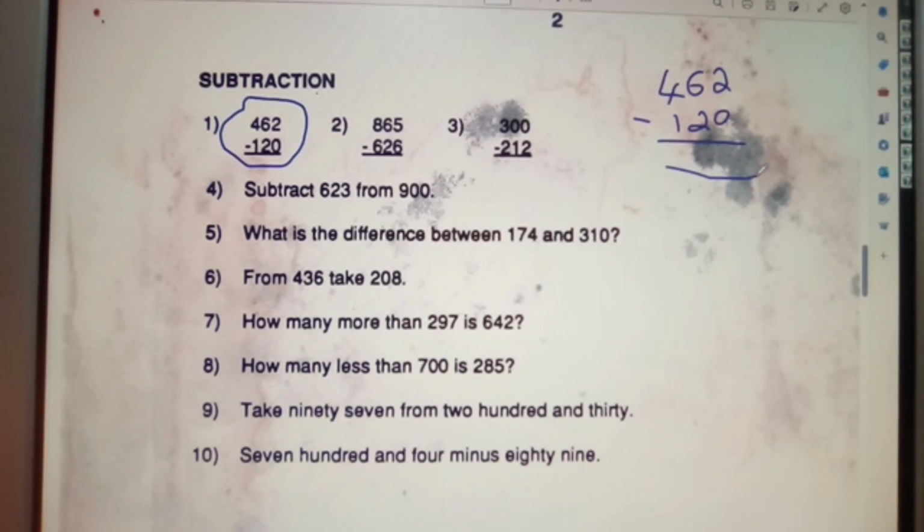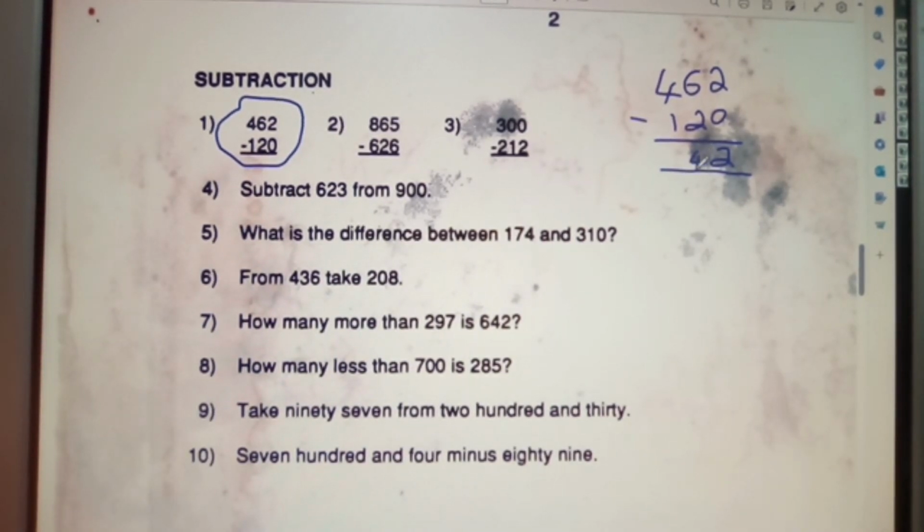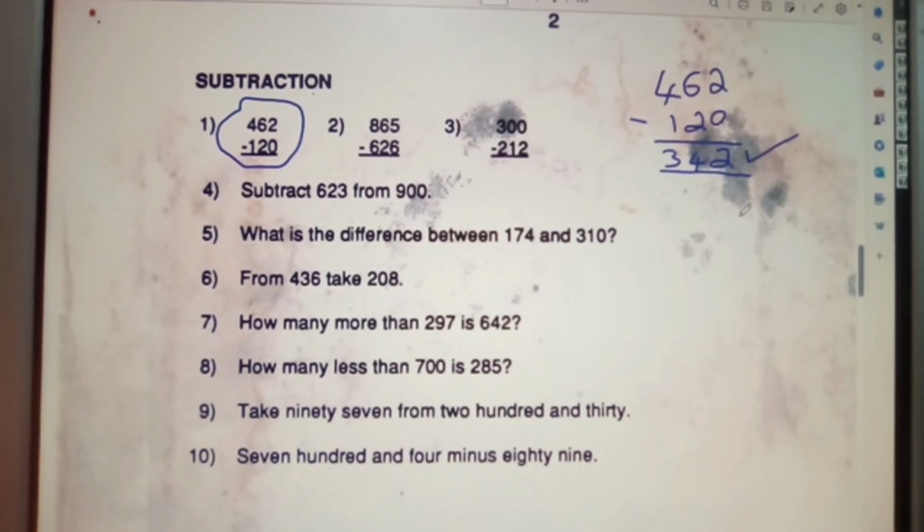Let me just rub that out for a minute. Go back to my pen. Okay, naught from 2, take away naught, leaves 2, okay. 6 take away 2 leaves 4, and 4 take away 1 leaves 3. So 342, okay.